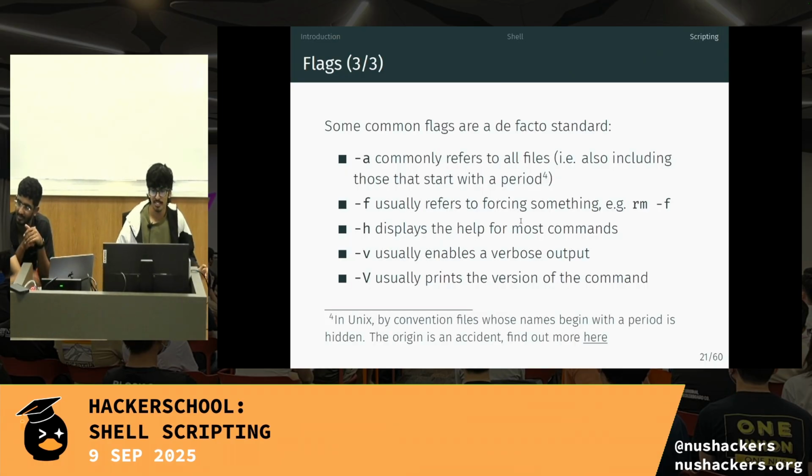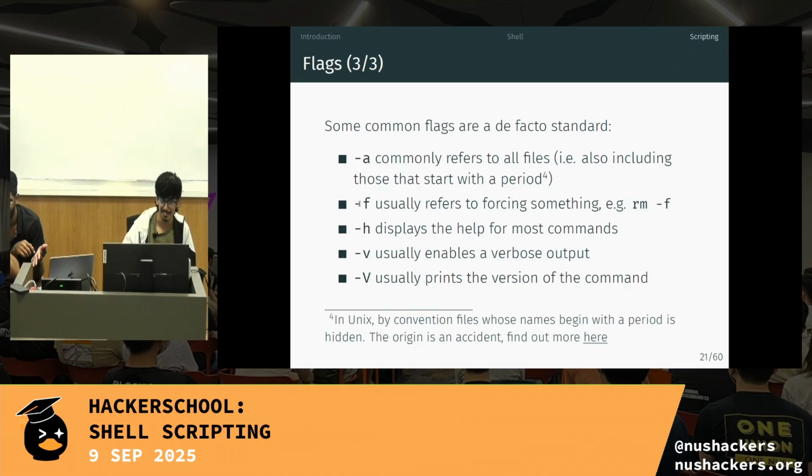So there are some very common flags that are de facto standards. So -a is all files. So if you do ls -a, it basically means list all files, including those that start with a period. Because by default, if you just do ls, files that start with a period, for example .gitignore, will be ignored.